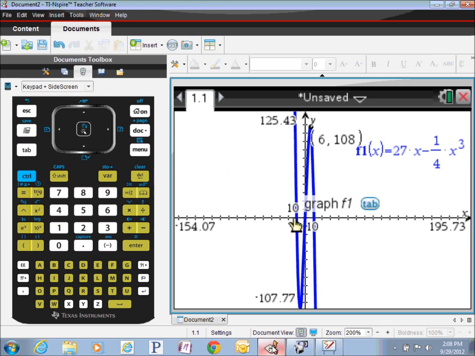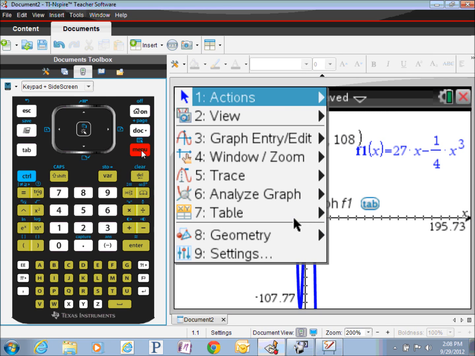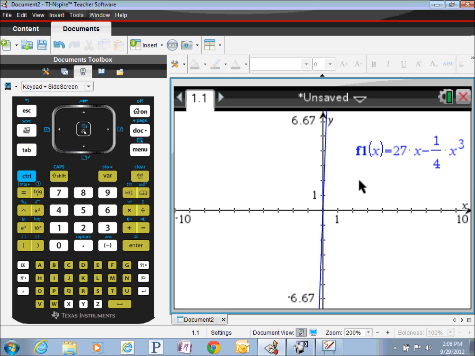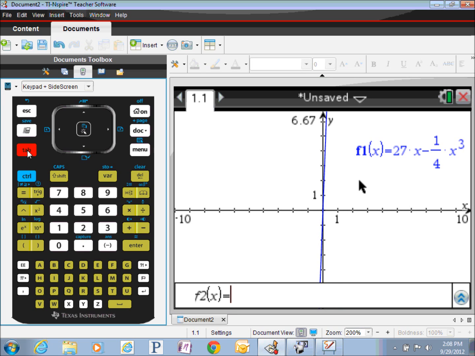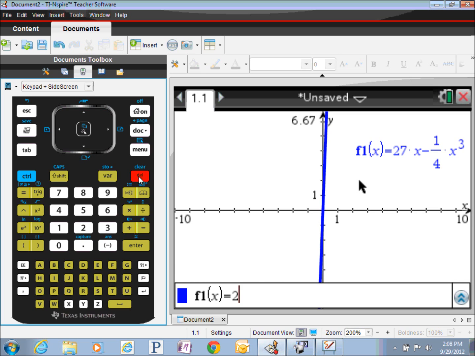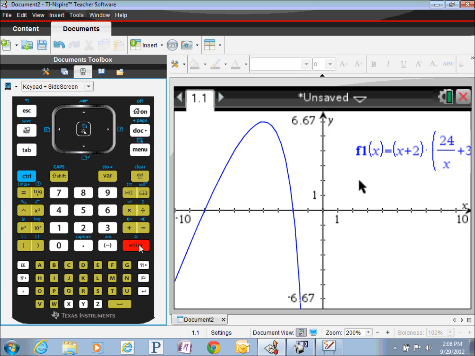Let's go menu, and let's zoom this back to our standard window. And let's tab this and create this equation. I've got a couple of quantities here. So quantity x plus 2 multiplied by the quantity 24 divided by x plus 3, and hopefully my order of operations will work, and hit enter.